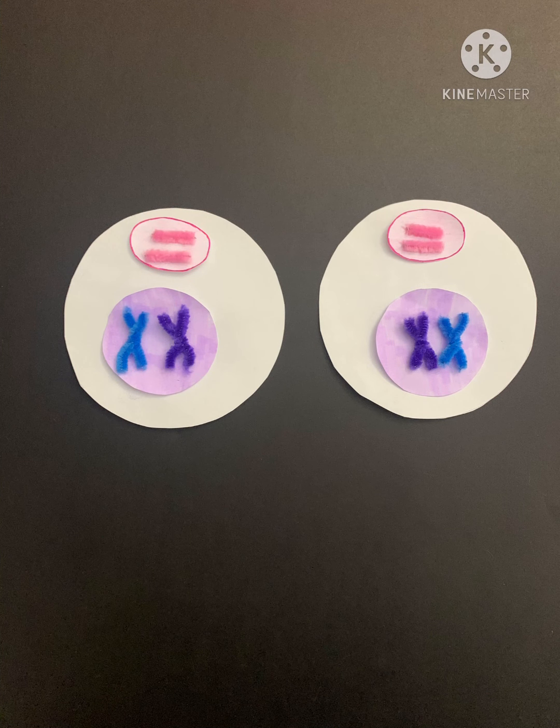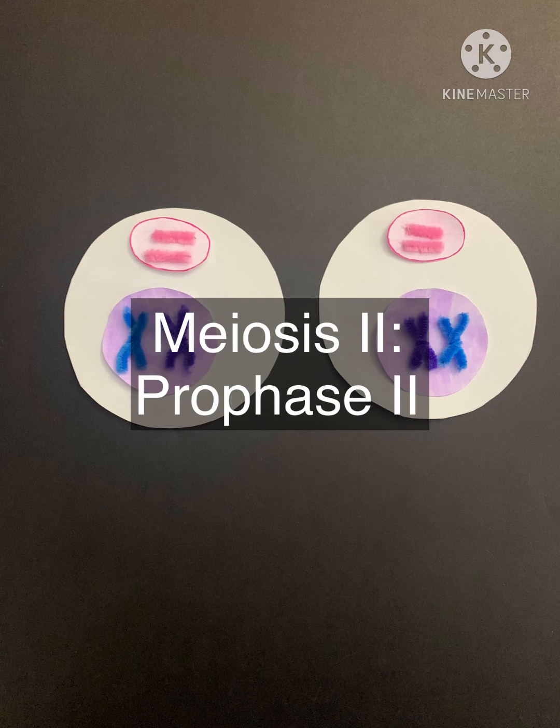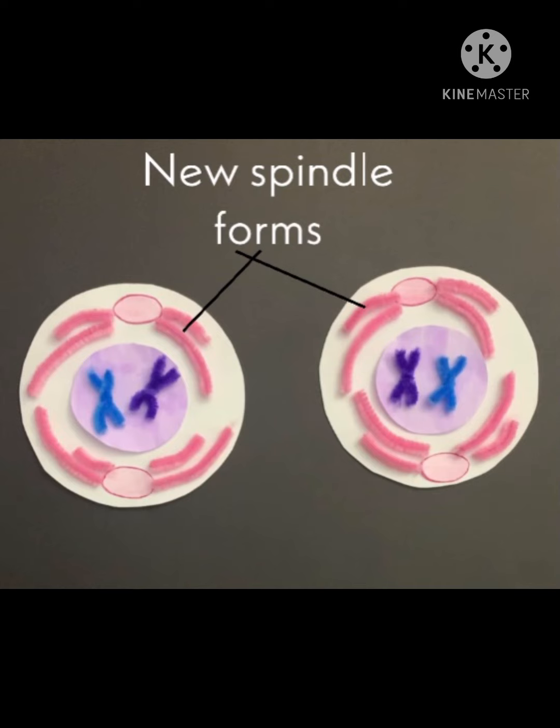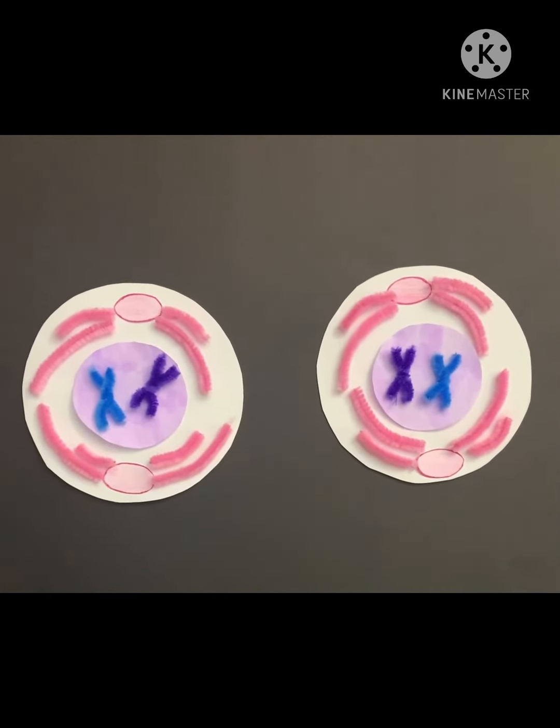Meiosis 2 then starts with prophase 2. In prophase 2, sister chromatids condense and a new spindle begins to form. The nuclear envelope starts to fragment, and within the second meiotic division, homologous chromatids do not duplicate but merely separate.